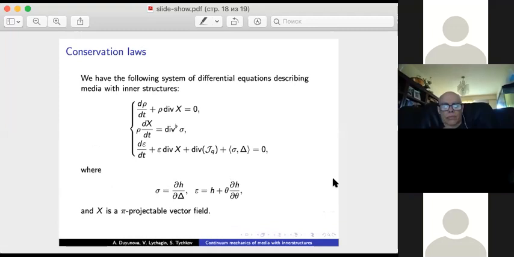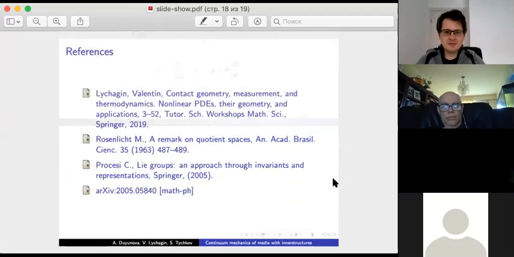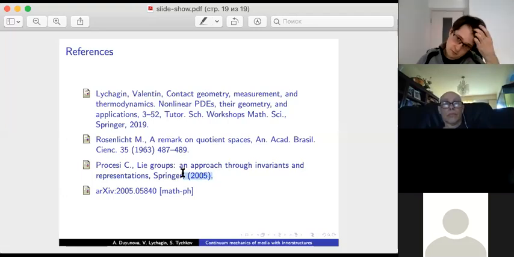That is all. I don't know, was I too fast or too slow, but that is all. And these are some references we used. These are lectures on thermodynamics and measurement. This Rosenek theorem we use, and these are Procesi's work on invariants, which were extremely helpful for us, because they indeed give us the way to write down the thermodynamic state we need. And the fourth one is the reference to our preprint for this study.